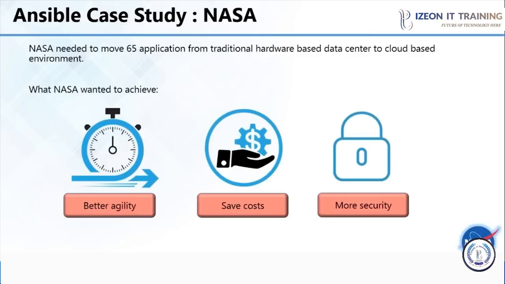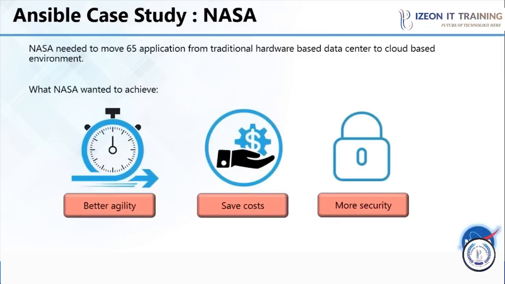Now, NASA is an organization that has been sending men to the moon. They are carrying out missions in Mars, and they're launching satellites now and then to monitor the Earth. And not just the Earth, they are even monitoring other galaxies and other planets as well. So you can imagine the kind and the amount of data that NASA might be dealing with. But all the applications were in a traditional hardware-based data center, and they wanted to move into a cloud-based environment because they wanted better agility and better adaptive planning for that.